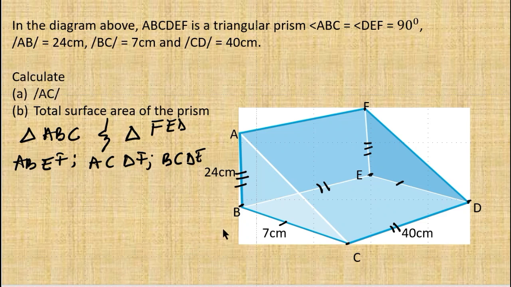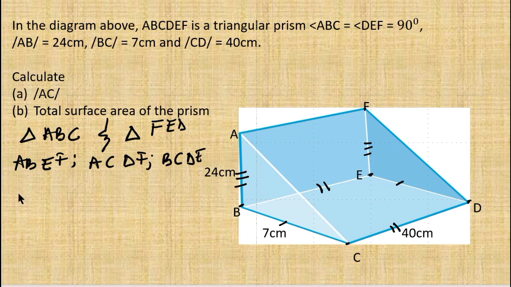But there's just one thing we need to look for. Along this triangle ABC, AC has not been given, and we will need AC when solving for rectangle ACDF. So we have to look for that. But first, let's start with the triangles.